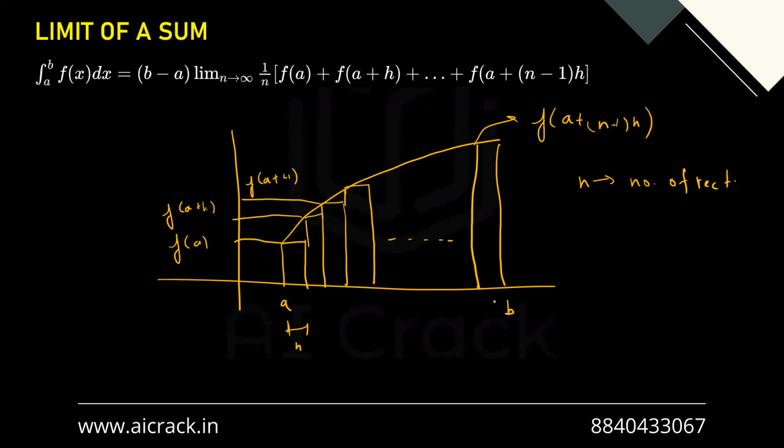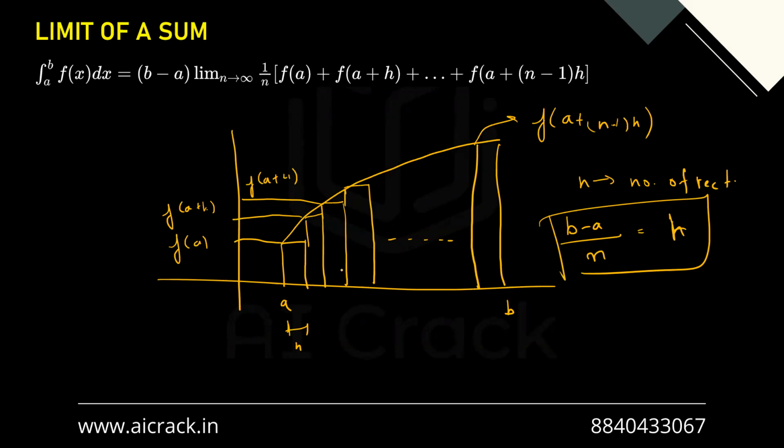Okay. So again, we can have one relation from here, that overall width is b minus a, this length is b, this length is a, so the overall length is b minus a. And if I divide by the number of rectangles, that is n, then we'll get the value of h, right? So this is n, this is h. Okay, so this is the one relation we have got.